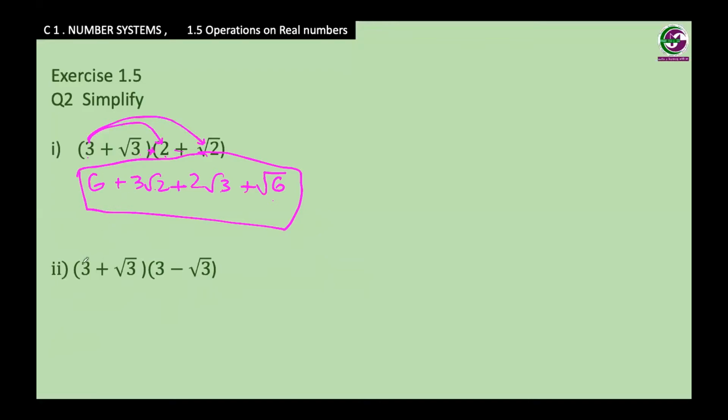See this one, they are the same. Let's say this is A, this is B. Again, this is A, this is B. They are the same. A plus B, A minus B. So we can apply the rule: A square, 3 square, minus B square, root 3 square. 3 square is 9, and root 3 and power 2 get cancelled. So it will be 9 minus 3, which is equal to 6.